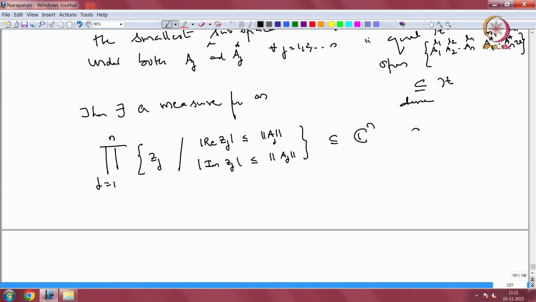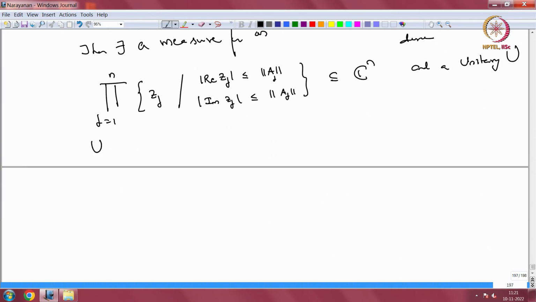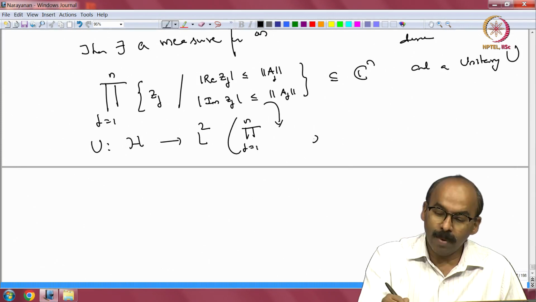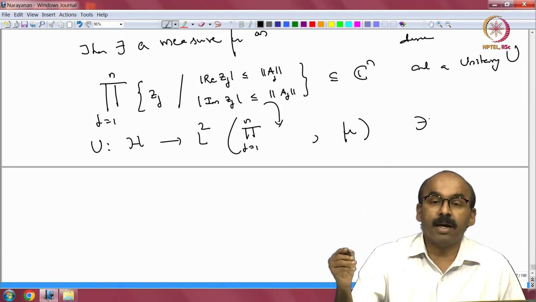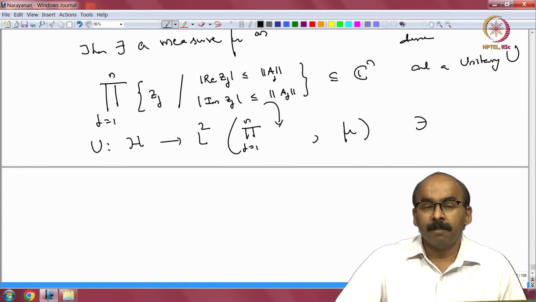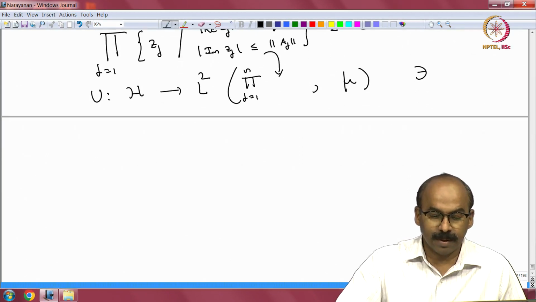So, there exists a measure and a unitary operator U. So, where is the U from? U is from the Hilbert space H to L2 of this product space, product j equal to 1 to n. So, let me not write the whole thing again, it is this set comma the measure mu, such that the operators Aj become multiplication by Zj.